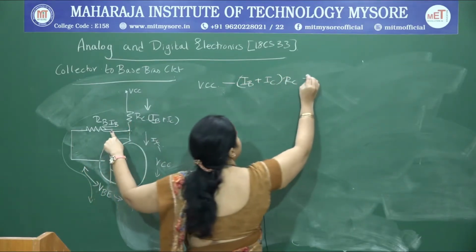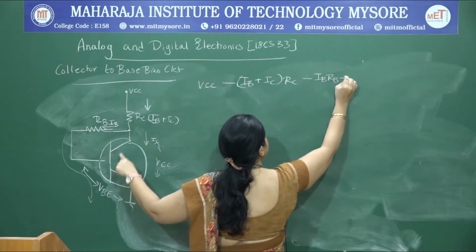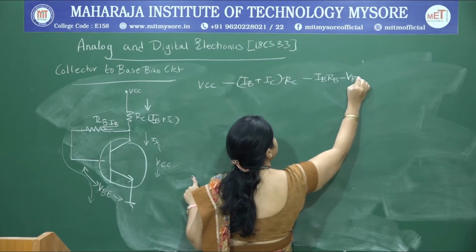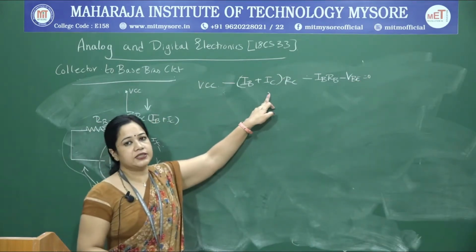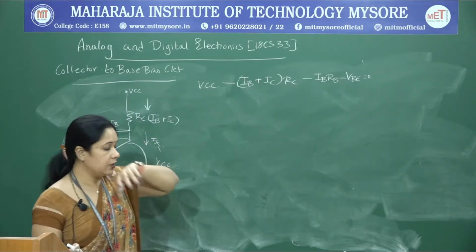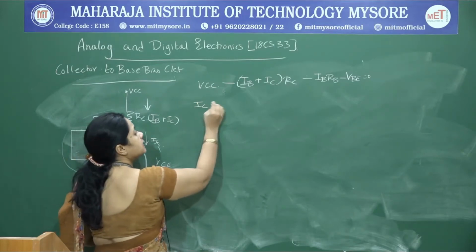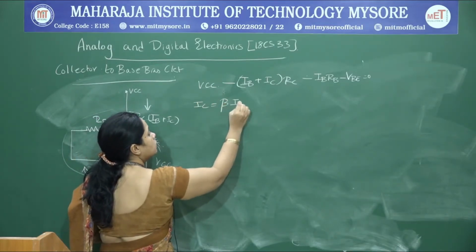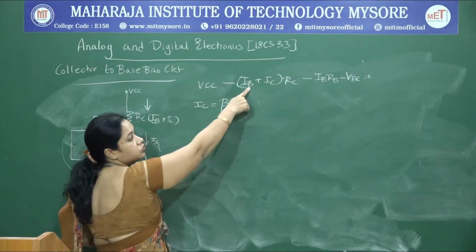RC, minus IB RB, minus the junction voltage VBE is equal to 0. But please note, at this point I don't know the value of IC. IC happens to be the output current, and at this point we don't have its value. So we know IC is beta into IB, the current gain into base current. I substitute this value here.